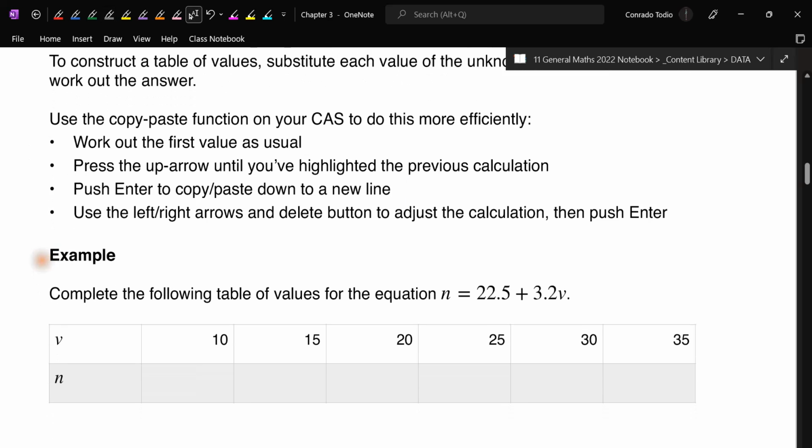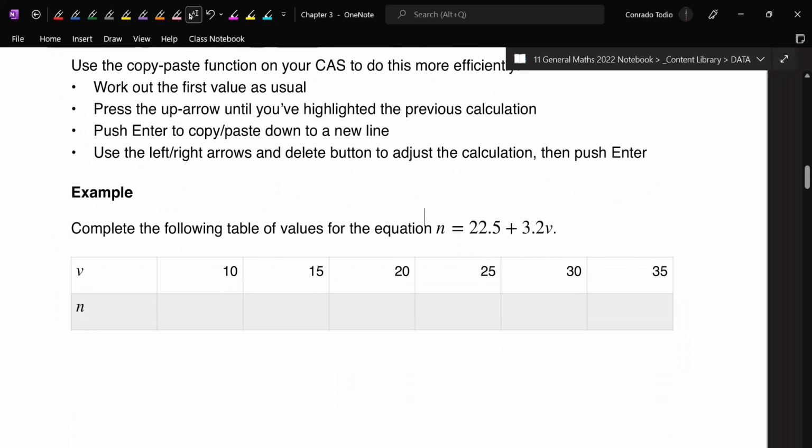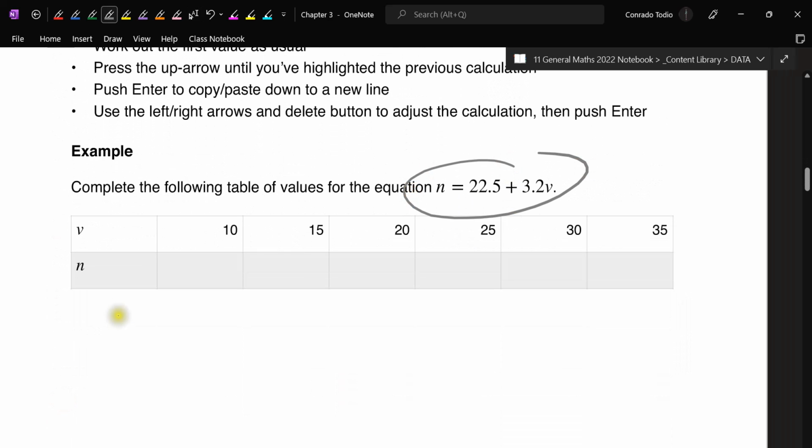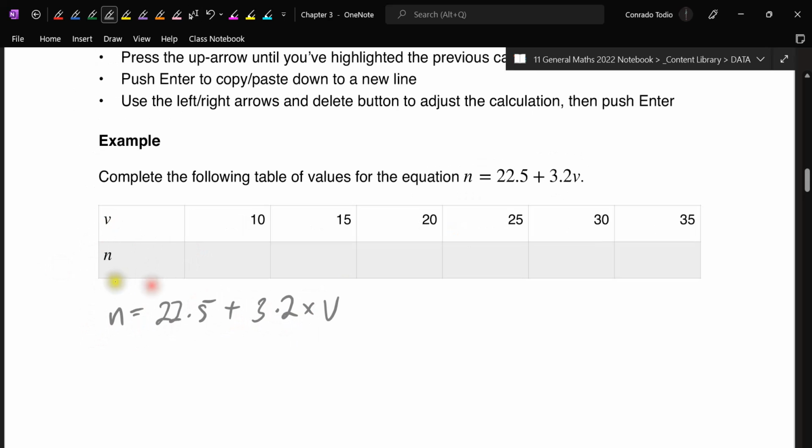For example, here is an equation that we've got: n equals 22.5 plus 3.2v. That's our formula, and what we want to do is complete the table of values just using that equation. We can do this by hand, by using that formula. So, n equals 22.5 plus 3.2 times v. What this is saying is that in order to get n, you use this formula, where all we're changing is v, to figure out what n is.